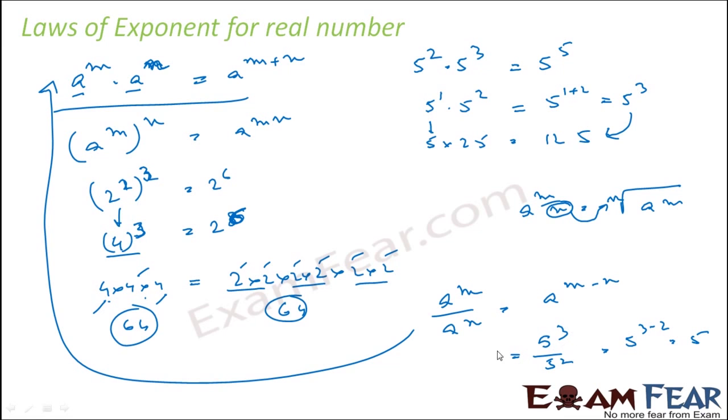5^3 is 5 into 5 into 5, and 5^2 is 5 into 5. These two cancel, and you get 5. Okay, one more rule: a^m times b^m, you can actually say this is nothing but (ab)^m.